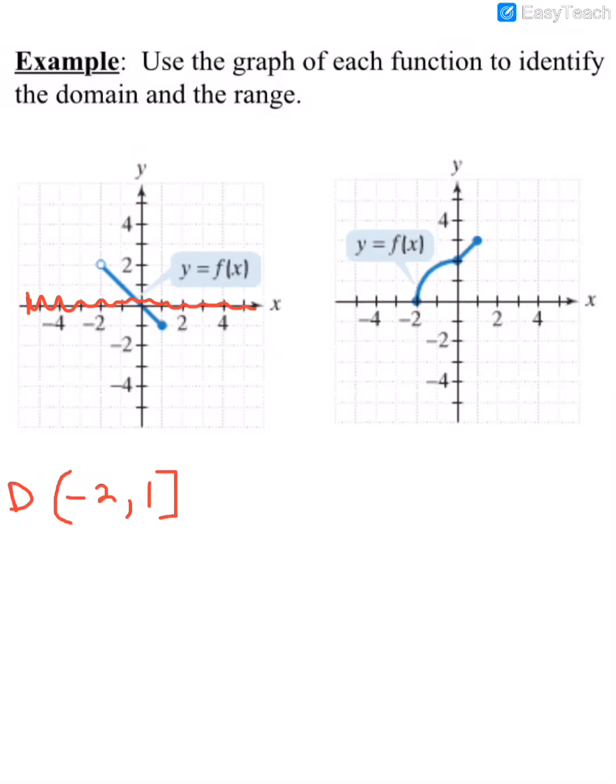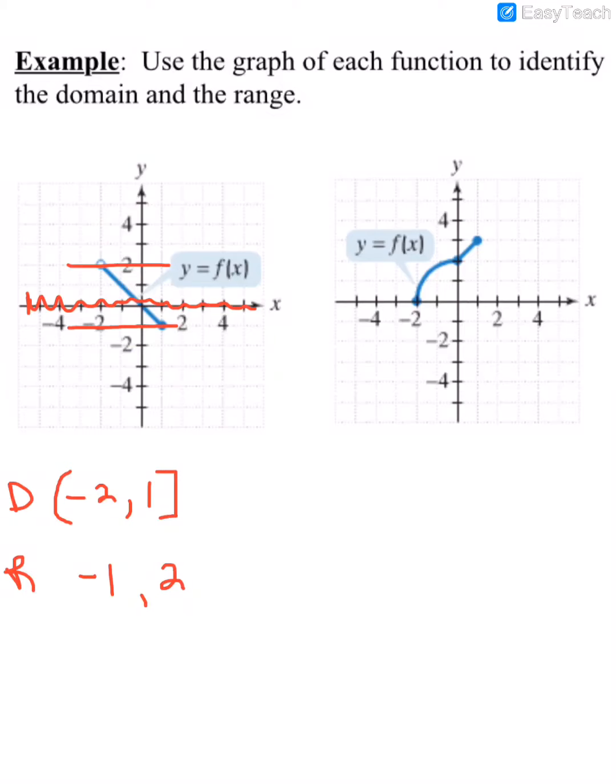In the range, we're going to go from the bottom to the top, smaller numbers to the bigger numbers. So where does it start at the bottom? What is the lowest value that this graph has? Right here, for my range, that would be -1. And then how far up does it go? It goes up here to 2. Okay, so that's the top of my range.